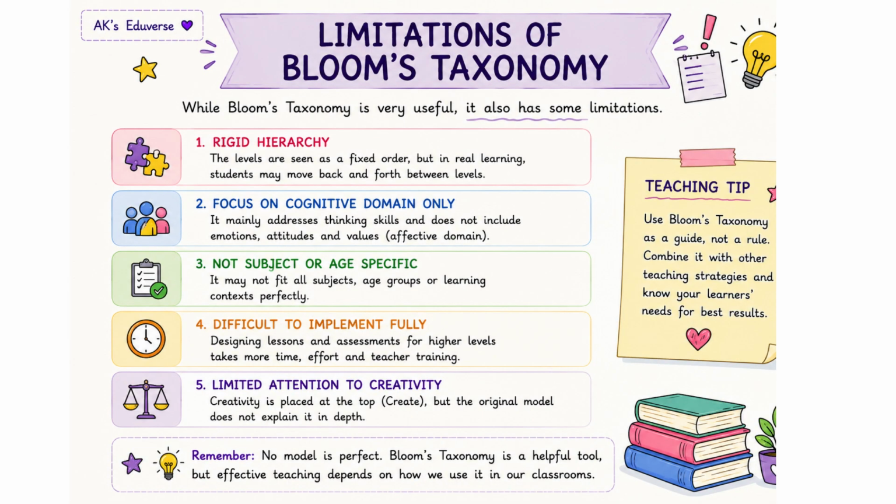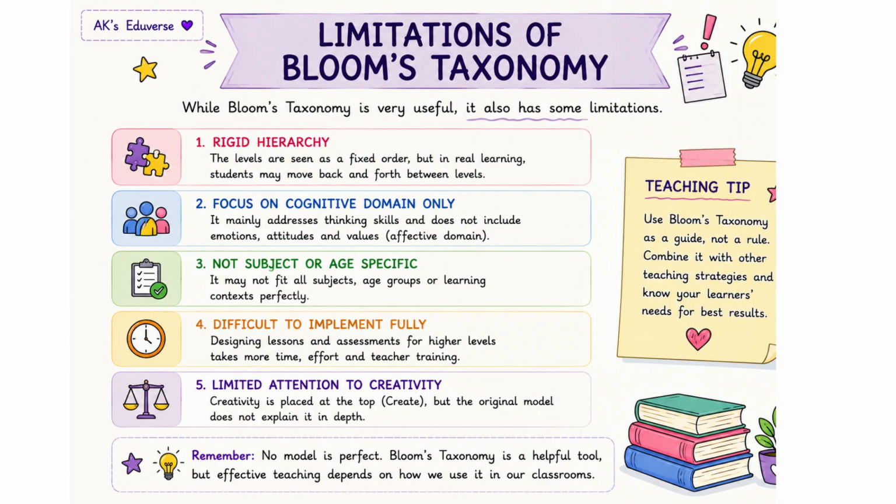Like every educational model, Bloom's taxonomy also has a few limitations. இது ரொம்ப useful framework தான், ஆனால் perfect modelனு சொல்ல முடியாது. So let's look at some of its limitations. First, rigid hierarchy. The model presents learning as a fixed order, but in reality learning is not always step by step. Simpler சொன்னா students sometimes analyze பண்ணலாம் before fully remembering everything. So learning doesn't always happen in the same sequence.